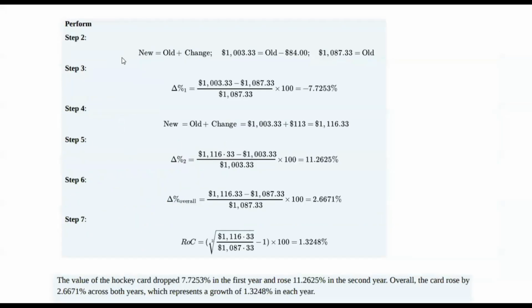So we want to know how much the card was valued at the beginning of this whole transaction. At the end of the first year, it was 1,003, right? So the old minus 84 will give you that. You bring that over here and add it. You're adding $84 to $1,003.23, and you get $1,087.23. So at the beginning of the first year, that was the price. It decreased by $84, and that's how it became this at the end of the first year.